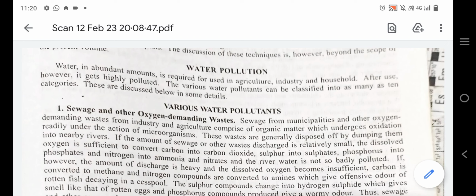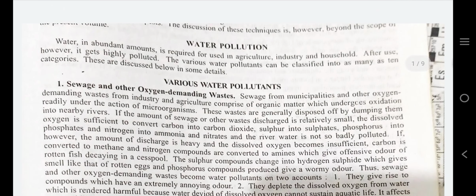Today I'm going to read a chapter, Water Pollution. Water in abundant amounts is required for use in agriculture, industry and household. After use, however, it gets highly polluted. The various water pollutants can be classified into as many as 10 categories. These are discussed below in some details.